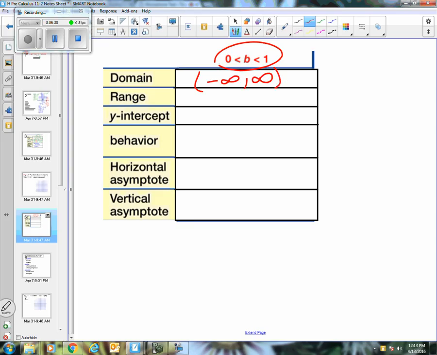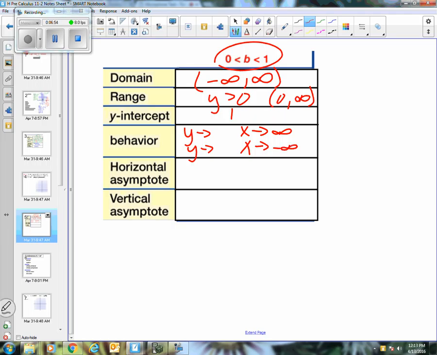So the domain, again, is all real numbers. The range is still going to be everything that's positive, however you want to say that. And then the y-intercept still 1. Behavior now. y approaches what as x approaches infinity? y approaches what as x approaches negative infinity?